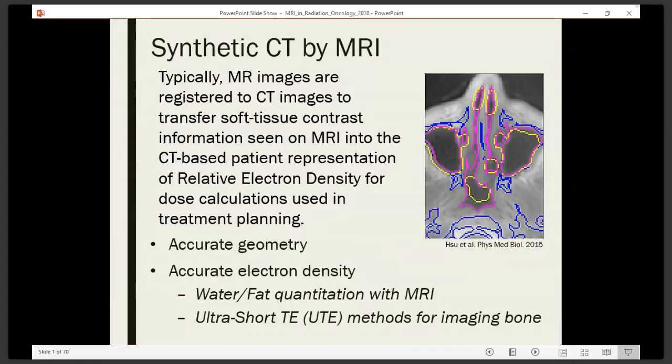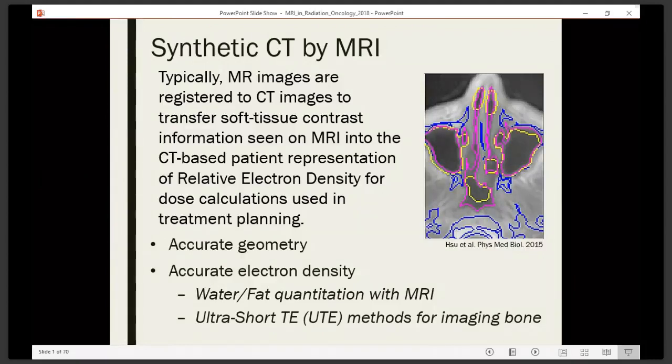But it would be preferable, rather than having to transfer the data and do a CT scan and an MRI scan, just to use the data from the MRI itself. And aside from distortion, one of the biggest problems with MRI is calculating the attenuation coefficients of the tissues based on the MRI data. So to do this, you need to have, as we talked about, accurate geometry, but you also need to come up with a way to calculate electron densities based on your MRI data.